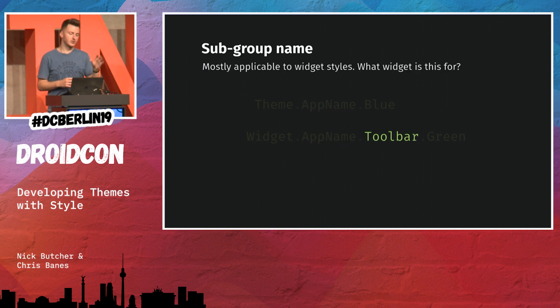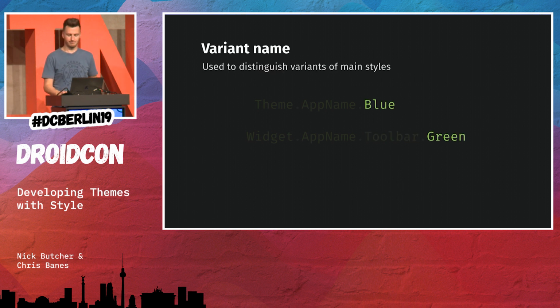The third type is your subgroup name. So this is mainly applicable for widgets. Each widget style you create will be specific to a widget, as Nick mentioned earlier. So this will be the name of that widget, the class name. And the last type is your variant name. Now, these could be nested, so you could have blue dot white icon or something, whatever it is. But it allows you to differentiate small variant types based on the parent style.